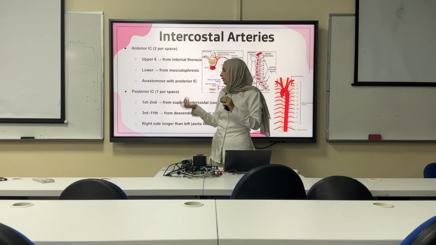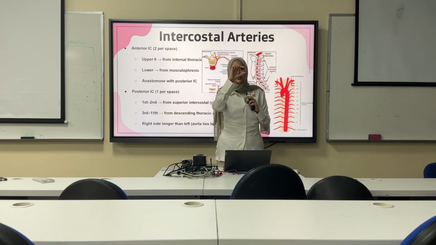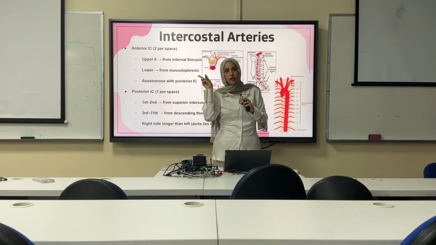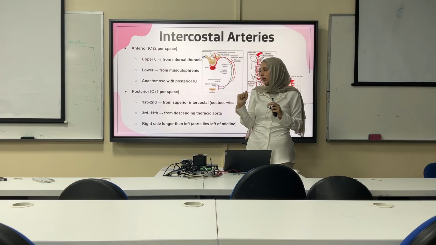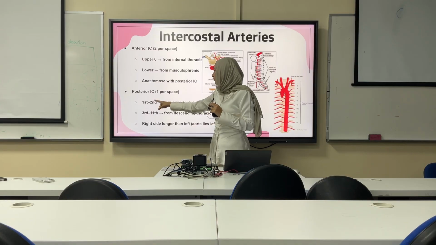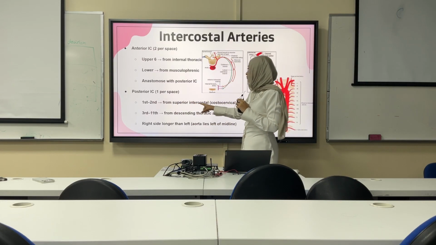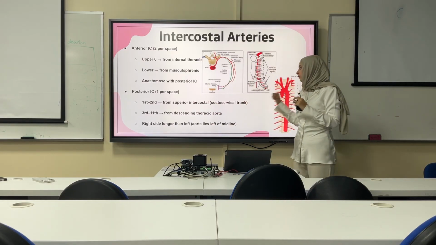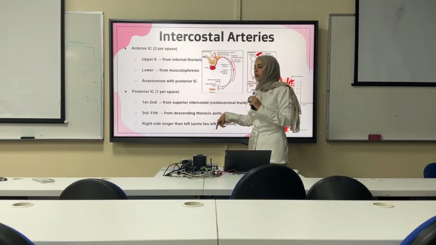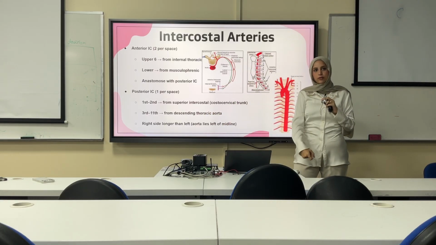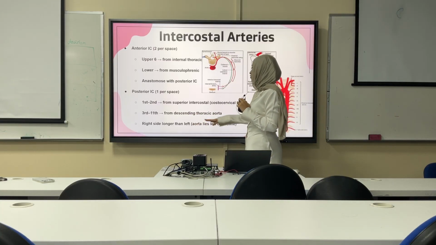Now the posterior, where do they come from? Oh, by the way, in the anterior we actually have 2 arteries running per space. However, in the back, we only have 1 artery running in each space, okay? So the first and second spaces are from the superior intercostal or the costocervical trunk. However, the 3rd to the 11th come from the descending thoracic aorta, how the aorta goes downwards like this. So from the descending thoracic aorta, and then the right side is longer than the left.